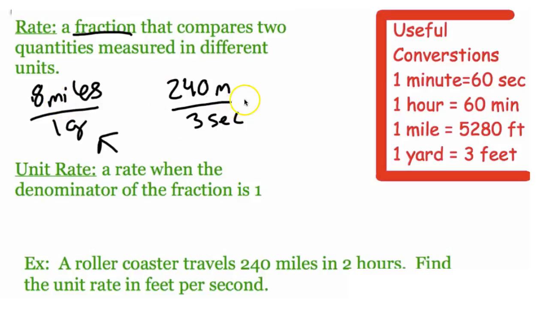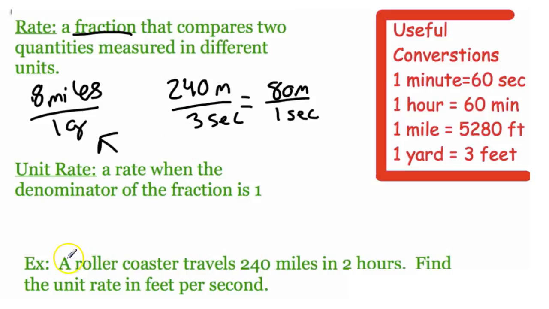This one over here is not a unit rate, but I can turn this into a unit rate by simplifying the fraction. I want the bottom to be 1, so I divide that by 3. 3 divided by 3 is 1, so I have 1 second on the bottom. 240 divided by 3, that's going to be 80 meters. So 240 meters per 3 seconds is the same as 80 meters per 1 second.